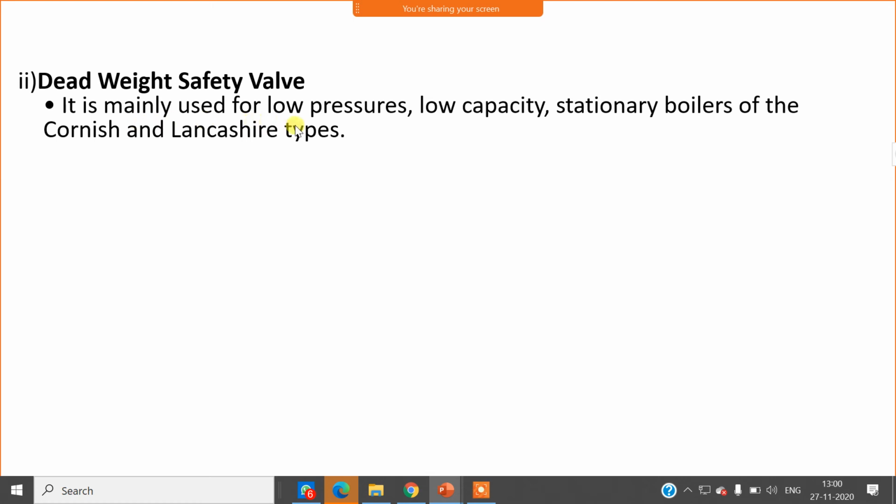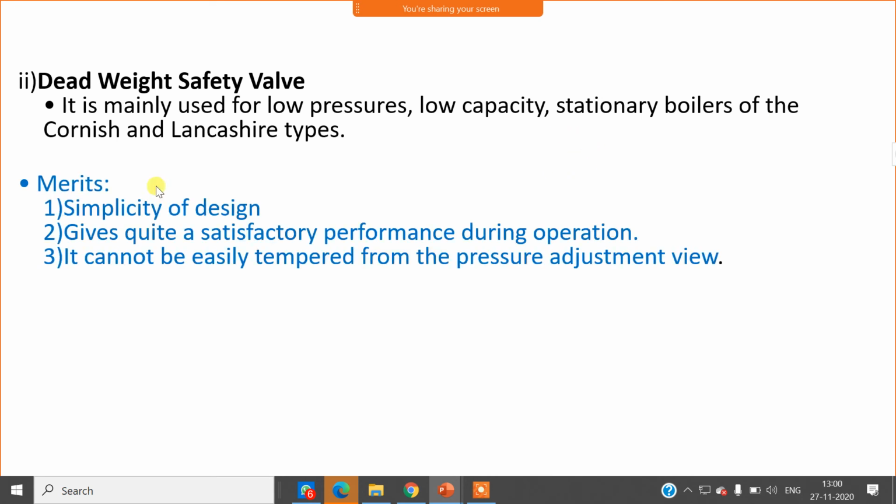It is mainly used for low pressure, low capacity stationary boilers, like the Cornish and Lancashire boiler. This is not suitable for moving boilers. Merit: simplicity in design. It is very simple in design and gives quite satisfactory performance during operation.